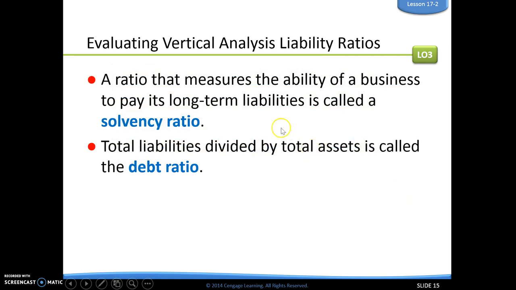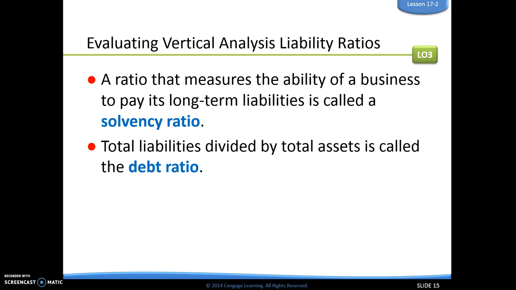But there are some ratios that we're going to look at here and that you'll want to make sure that you know for the test. The first one is something called the solvency ratio, and what that is, it's a ratio that measures the ability of a business to pay its long-term liabilities. Okay, long-term liabilities has to do with solvency.